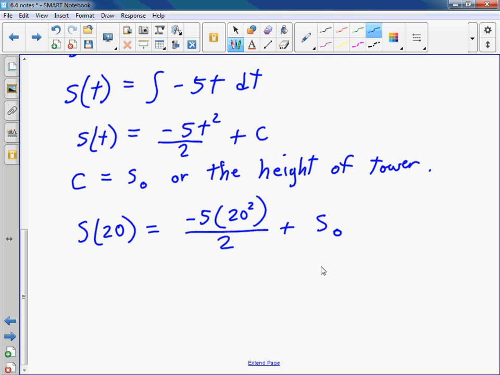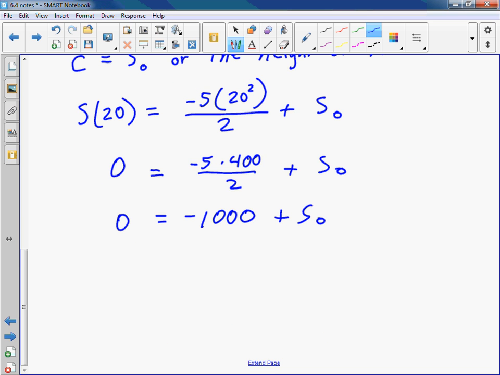So now we can say S of 20 is when it hits the surface of the moon, and so that height is 0. And then this is negative 5 times 400 divided by 2 plus S sub 0. That is negative 1,000 plus S sub 0. You can see where it's coming from. 1,000 equals S sub 0.